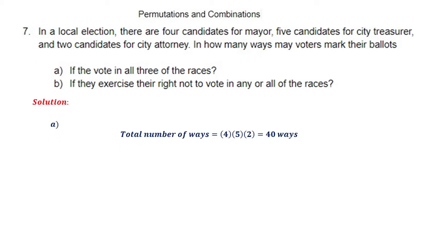So, the total ways, we have 4 times 5 times 2. So, we have 40 ways, because we have 4 mayors, 5 councilors, and then we have 2 attorneys. For B naman, we have 5 times 6 times 3. So, that is the number of ways not to vote in any or all of the races.